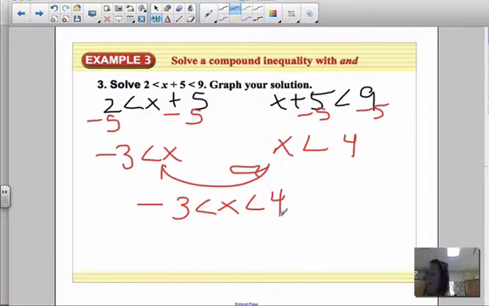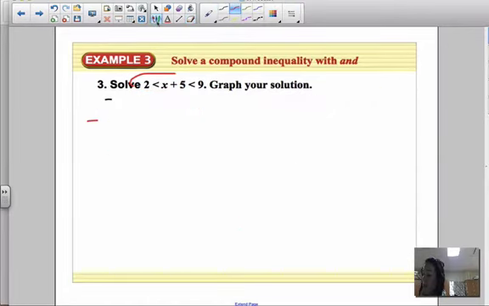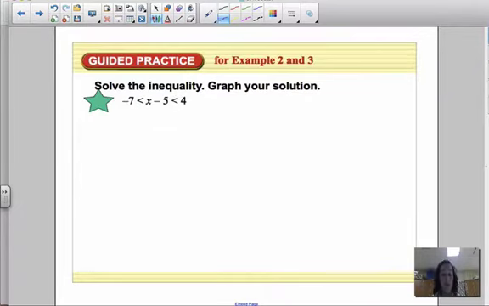However, sometimes people can actually visually see that you do it from the very beginning, which kind of saves a step. So let me show you that way real quick. Subtract 5 from all sides. So I'm going to subtract 5 from my 2 and get negative 3 is less than x. Subtract 5 from my 9 and get 4. So it actually simplifies the step. So go ahead and try this one on your own.